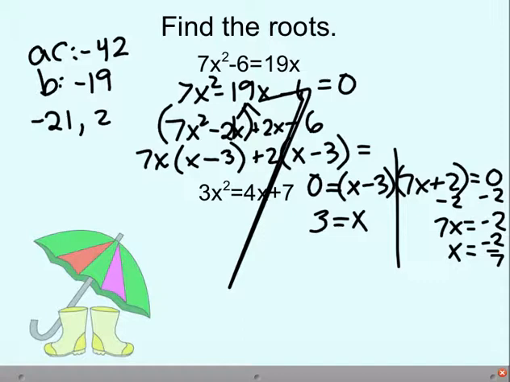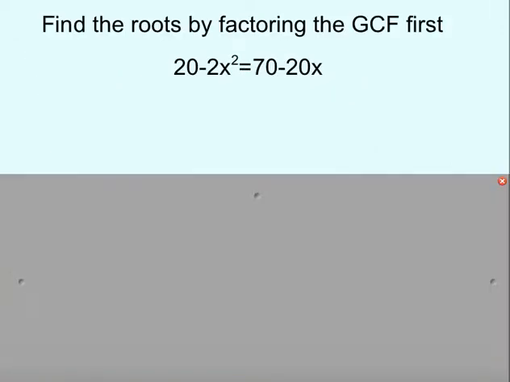You can try that same process on that second one on the board, or you can do a good guess and check with that one. All right, and sometimes we do need to go through our full checklist here to say, is there a greatest common factor first? Well, we first need to get everything on the same side.